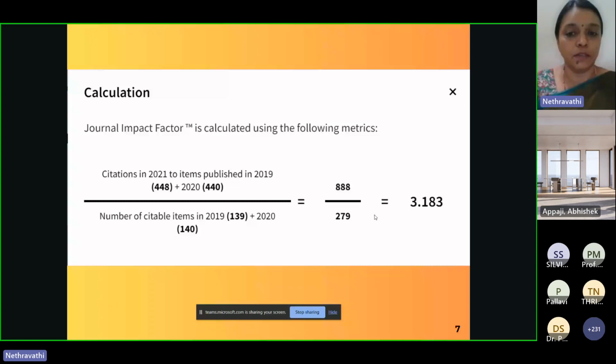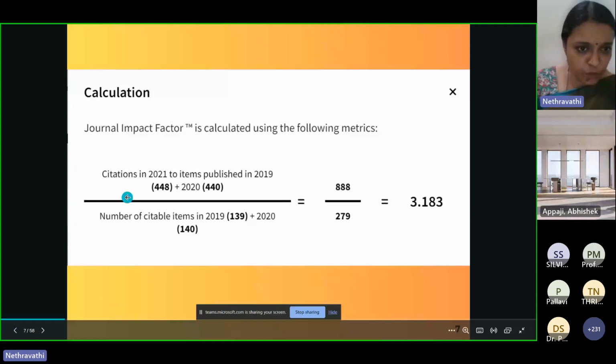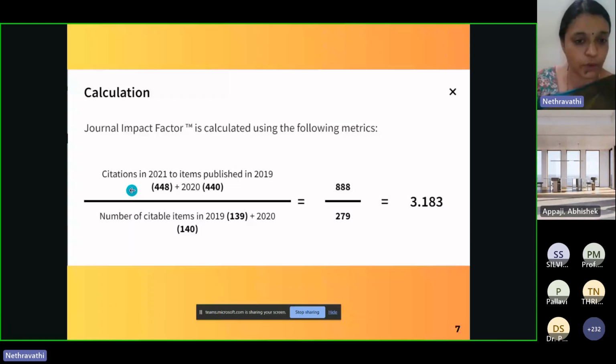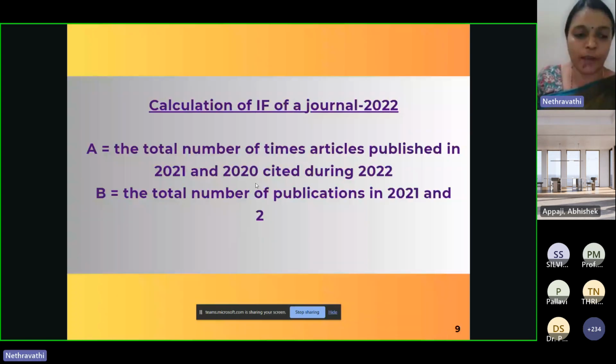So, journal impact factor. This is one calculation which I have taken for, I think, some IEEE Transactions journal. You can see it's a ratio. Basically, the formula is a ratio. Here the numerator is citations in 2021 to items published in 2019 plus 20... Okay, let me show you the formula first, then we'll go back to the example.